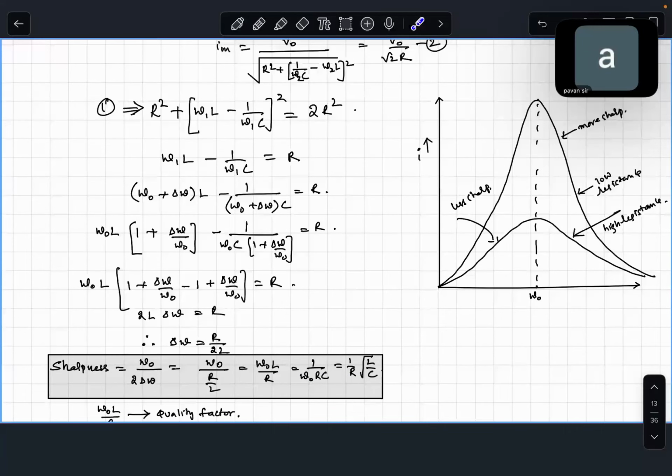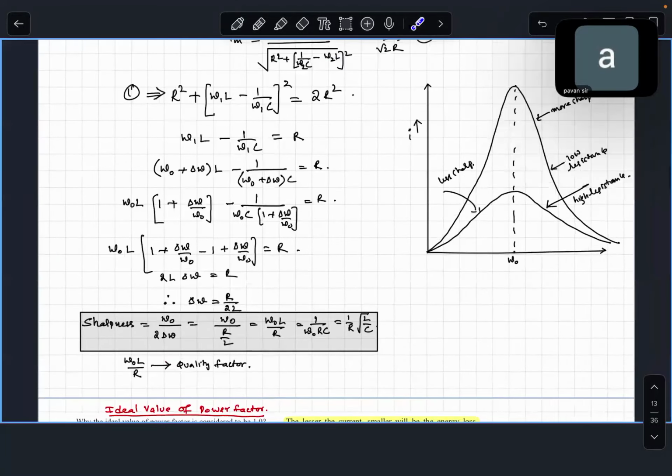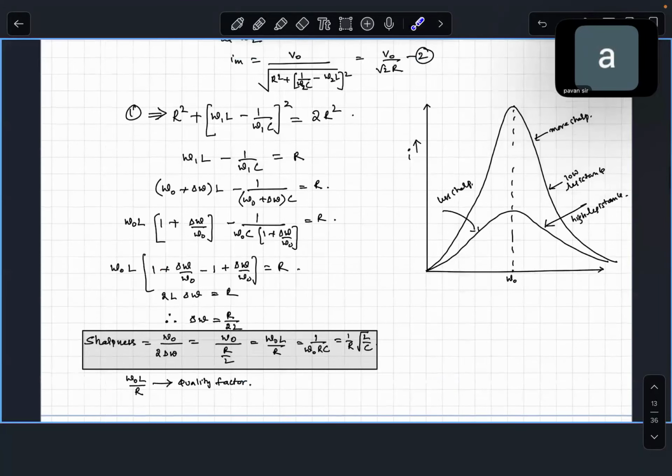So how to define sharpness? Sharpness of the resonance is defined as the ratio of natural frequency to the bandwidth. The lesser the bandwidth, the higher the sharpness. So that I have written. This is a very, very important term. Only on this part you will get a lot of questions in mains.